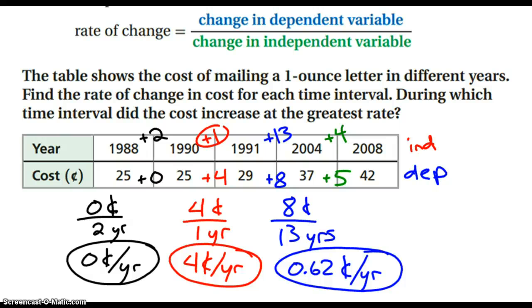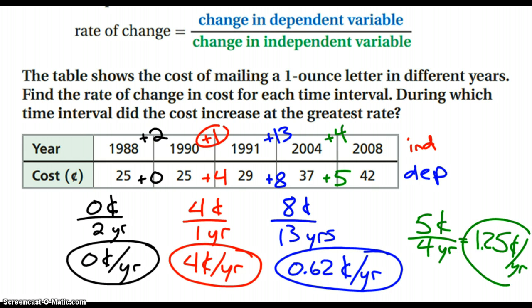Okay? And then lastly, 5 over 4, or a 5 cent increase over 4 years. If we divide 5 divided by 4, we get 1.25 cents per year. And then we can look at, okay, what had the largest increase? Well, from 1990 to 1991, we had that 4 cent increase. So this is the largest increase rate-wise, okay?